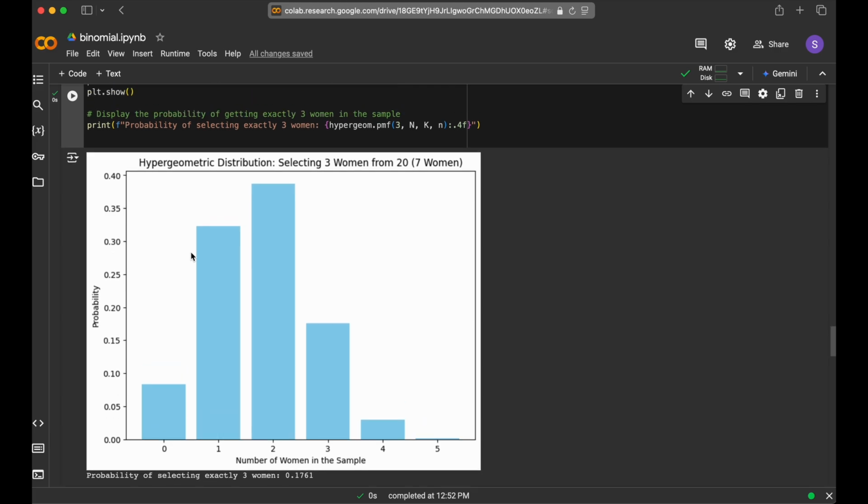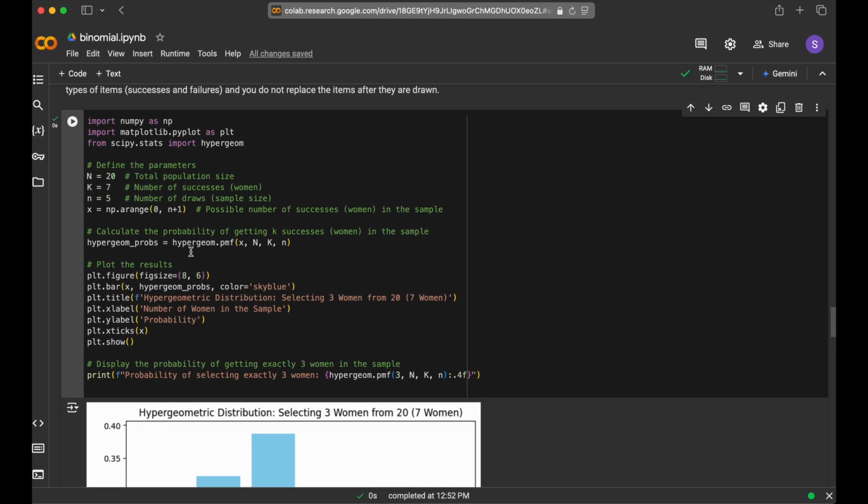This is also used in quality control, for example selecting items without replacement and counting how many defective items are found. In a lottery, if you draw tickets from a finite population, you are interested in the probability of drawing a certain number of winning tickets. In biological studies, it could be used to model the probability of selecting a certain number of a gene type from the population.